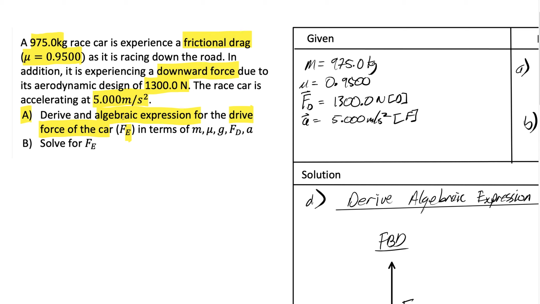You need to derive this algebraic expression for the drive force in terms of the following variables. The final expression must involve FE, obviously, and the letters M for mass, mu for the coefficient of drag, G, the magnitude of the acceleration due to gravity, FD, the downward force, and of course, A, the acceleration of the vehicle. Then you are to solve for the value of FE. Part A is worth the most because that is what the question is assessing: your ability to derive this entirely algebraically.